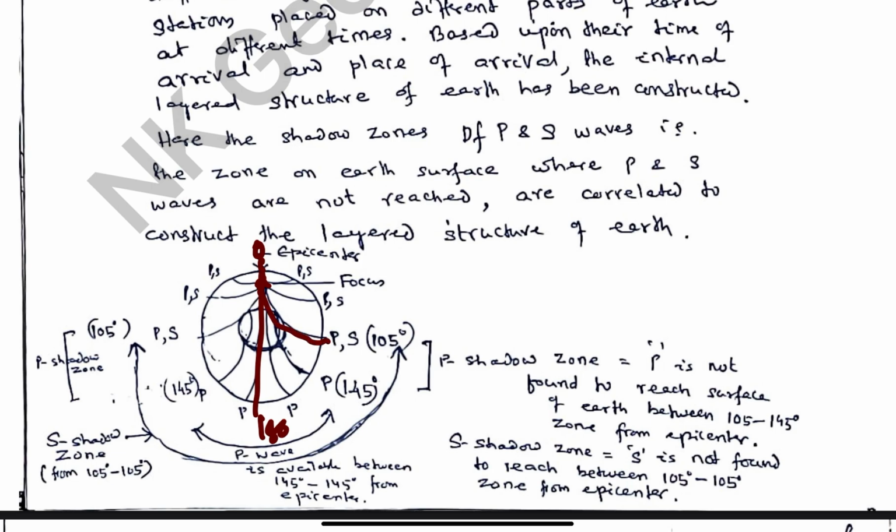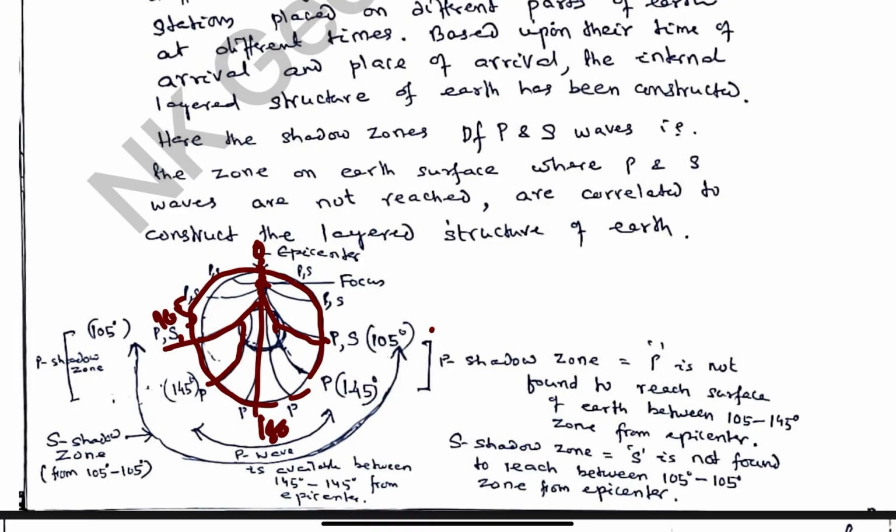So the P and S waves are found to reach on both sides up to a 105 degree range, P up to 105 degrees from 0, because the Earth is a sphere. So from 0 to 105 degree range, P and S waves both are found to reach, but from 105 to 145 in this zone, P is not found to reach. It is because of the presence of a liquid medium, that is the outer core.